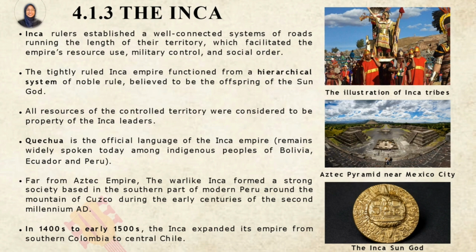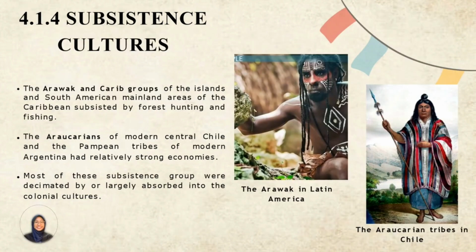Far from the Aztec Empire, the warlike Inca formed a strong society based in the southern part of modern Peru around the mountain of Cusco during the early centuries of the second millennium AD. In the 1400s to early 1500s, the Inca expanded their empire from southern Colombia to central Chile. The Arawak and Carib groups of the islands and South American mainland areas of the Caribbean subsisted by forest hunting and fishing. The Araucanians of modern central Chile and the Pampean tribes of modern Argentina had relatively strong economies. Most of the subsistence groups were decimated by or largely absorbed into the colonial culture.